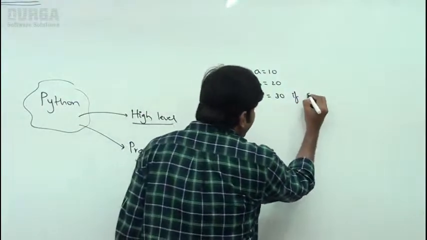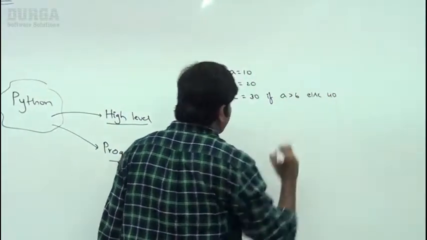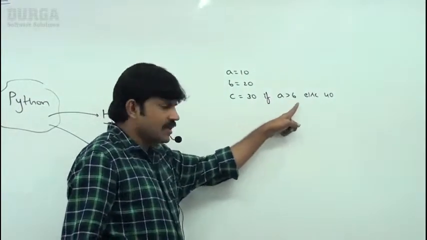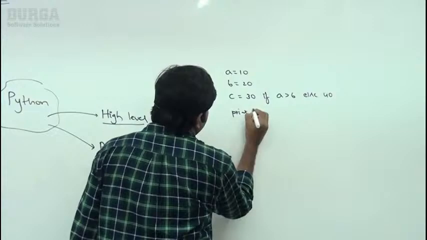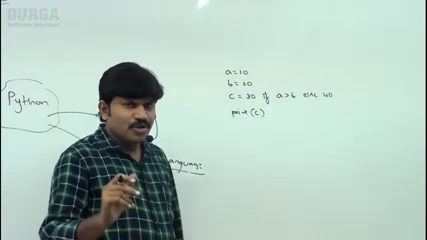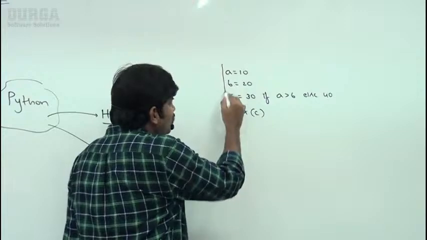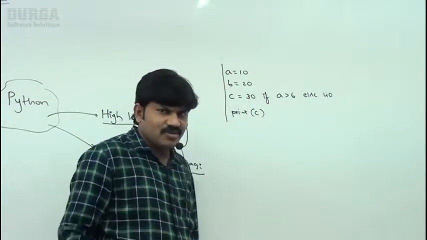C is equal to 30 if A greater than B, else 40. I'm taking print of C, sir. Are you getting the print of C? Sir, do you know if I give you this code, are you in a position to understand it?